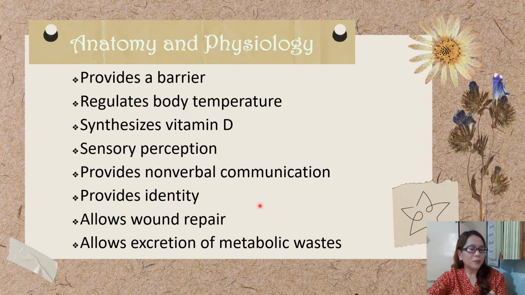Okay, it provides identity through the skin color. Di ba? We can say that you are Asian, African, American. It allows wound repair through cell replacement on the surface of injuries. It also allows excretion of metabolic waste such as electrolytes, minerals, sugar, or uric acid.